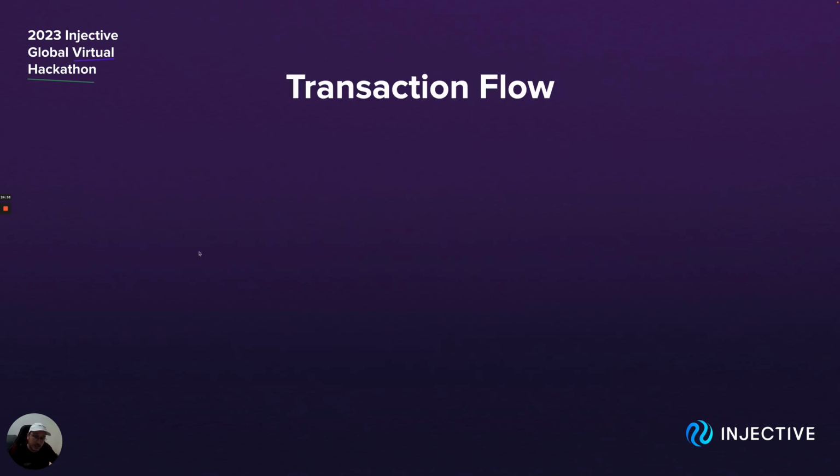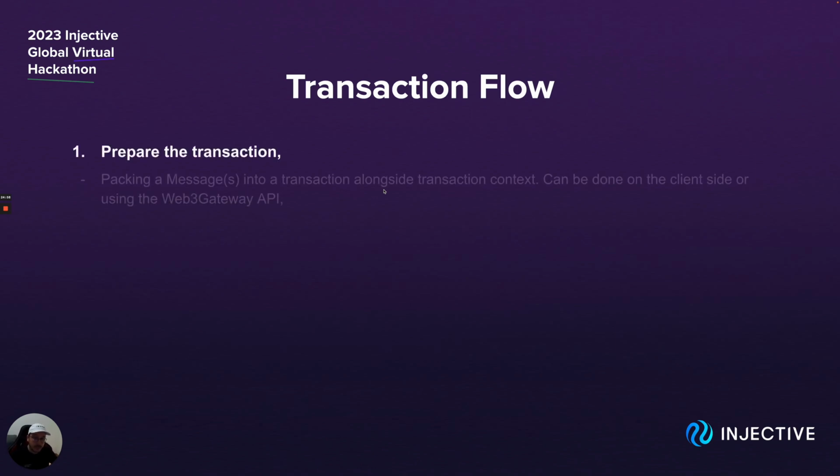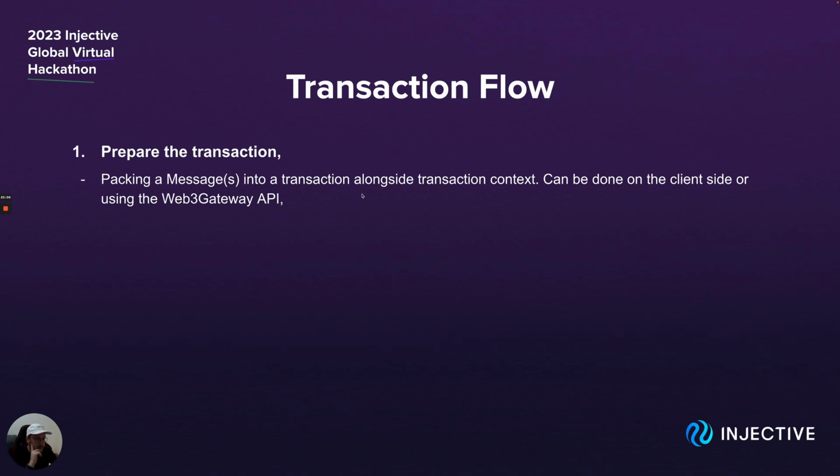The transaction on Injective has the same transaction flow. First, we need to prepare the transaction itself. This is done by packing a message or multiple messages into a transaction alongside the transaction context. This can be done both on the client side or using the Web3 Gateway API.